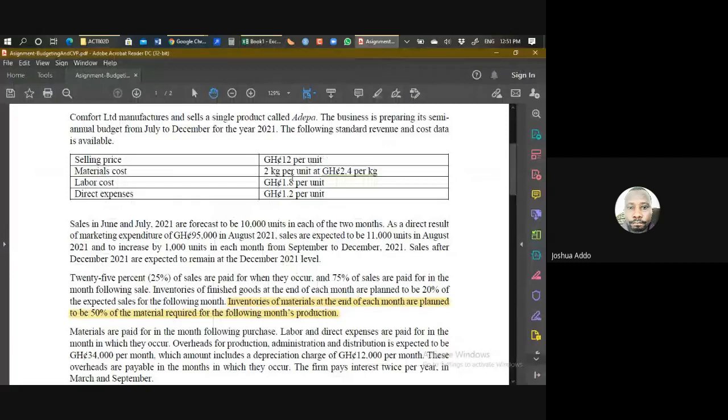Here, they've given us the direct labor costs per unit. So you see, Ghana cedis. We don't have enough information for us to even calculate hours per unit. Okay, let's see if we can do that. For every unit of the finished good, we pay labor 1 cedi 80 pesewas, and we can use that information to find the hours.